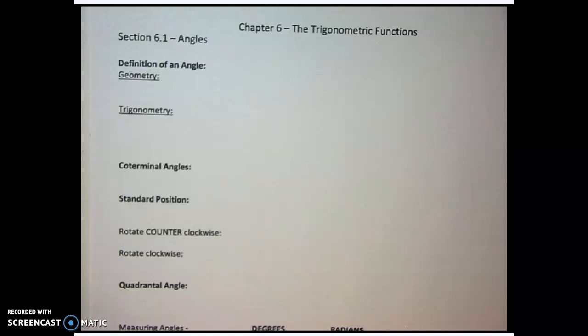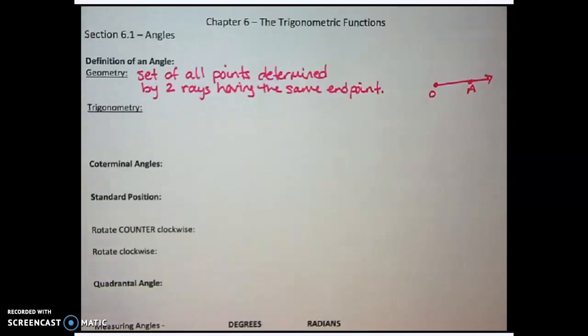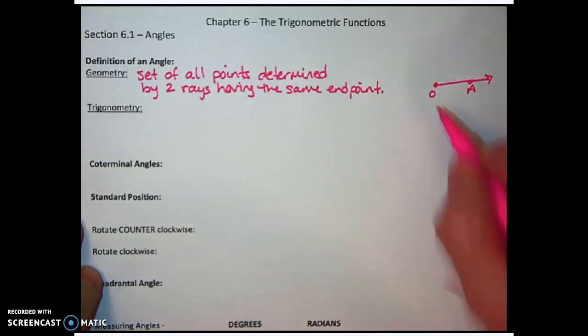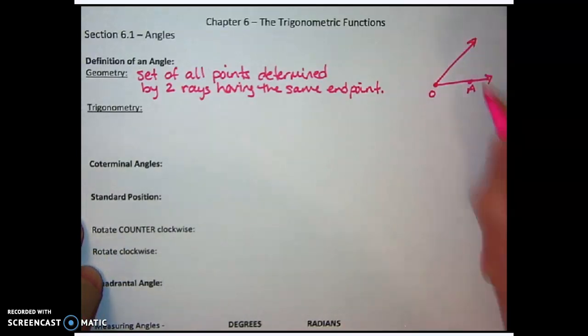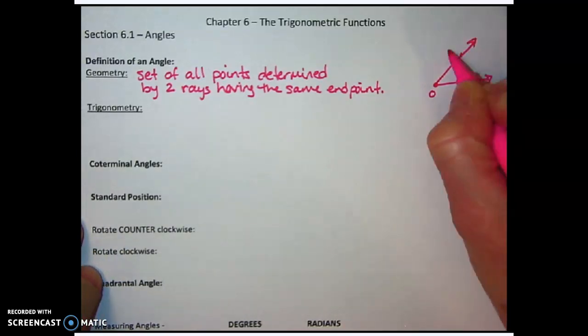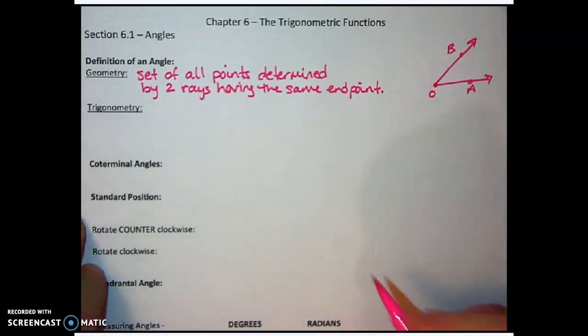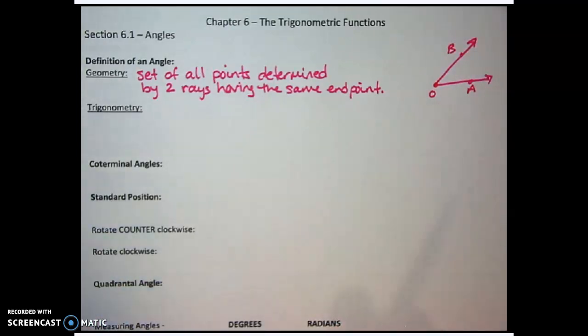So to begin with, we have the definition of an angle from a geometric perspective, and then also from our new trigonometric perspective. What might the difference of those be? Geometrically, it's a set of all points determined by two rays having the same endpoint. So if I have one ray, OA, and a second ray coming from that same endpoint, this is OB, then I'm going to have angle AOB or BOA.